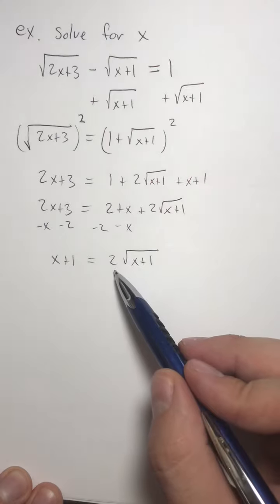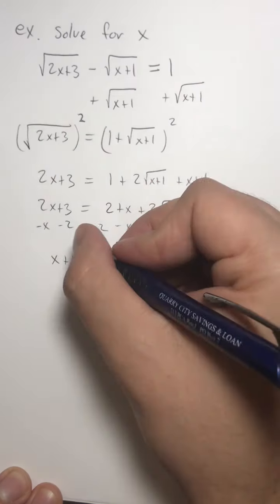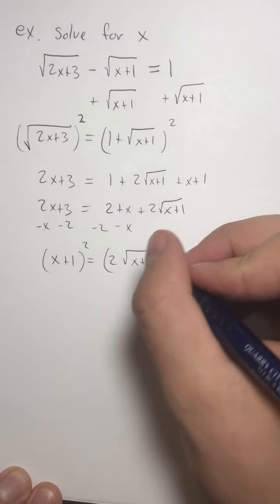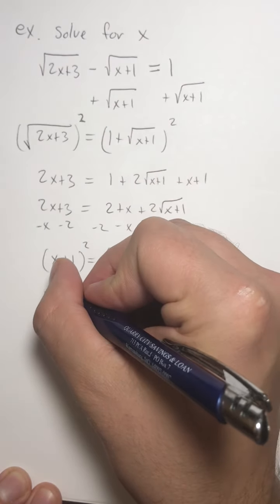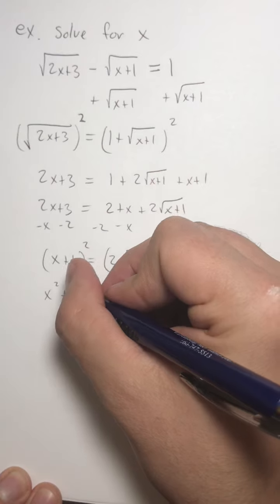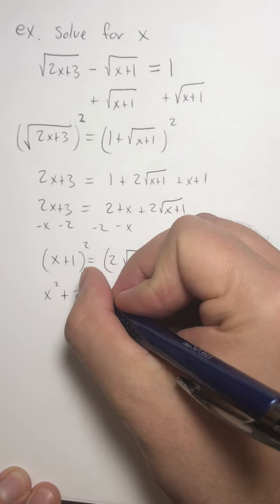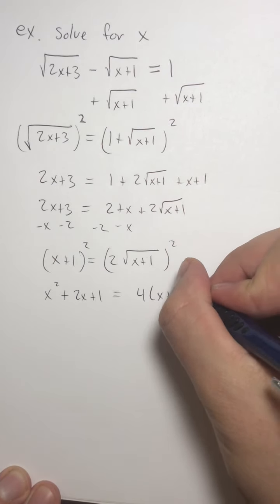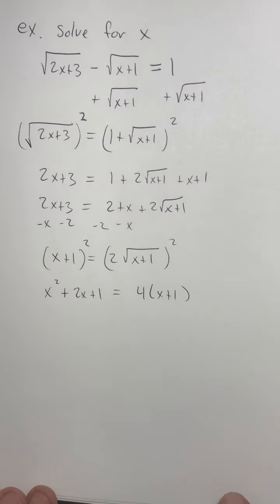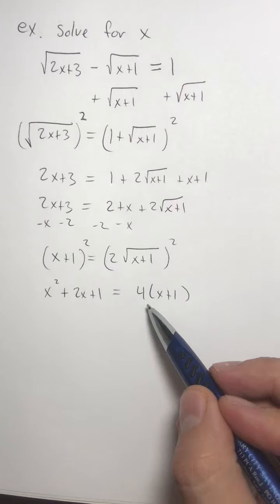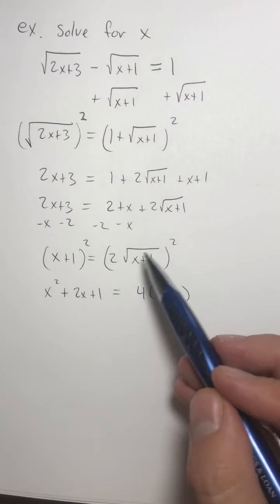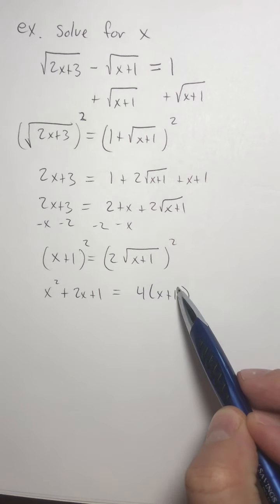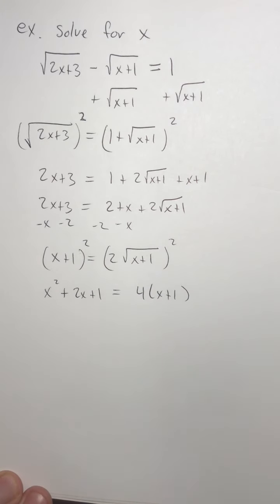And if you wanted to here, you could divide both sides by 2, but we're going to square both sides, so having the 2 in front of the radical doesn't cause us any more difficulty. So if I square the left, I have x squared plus 2x plus 1. And if I square the right, 2 times 2 is 4, and then the square of a square root is the expression underneath the radical.